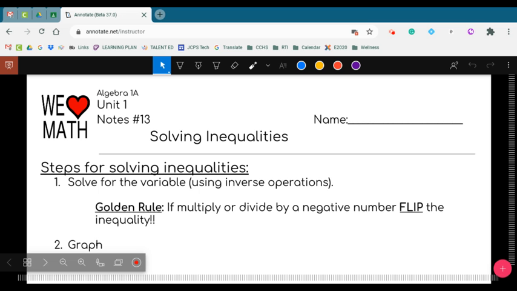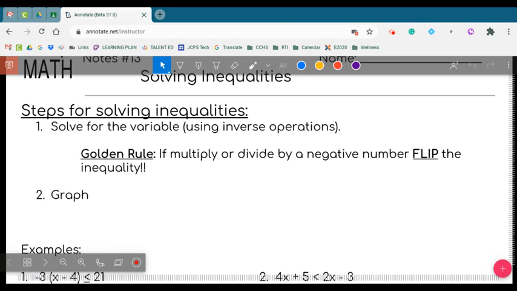Okay, today we're going to do notes number 13, which is solving inequalities. We're going to be pretty much doing the same thing that we've been doing with solving equations, except this time we have what we call the golden rule added on. Whenever we're solving inequalities, we're going to solve for the variable and use inverse operations to do this.